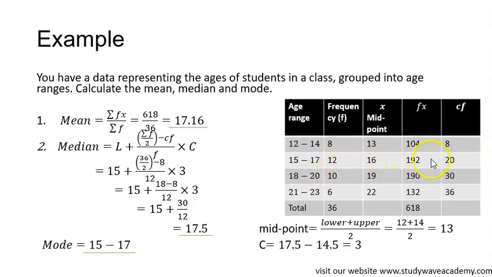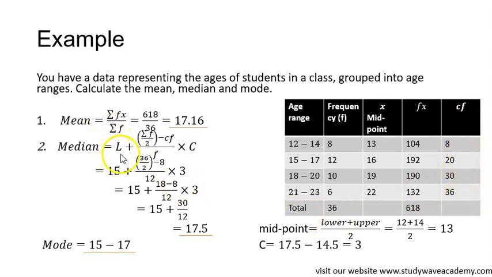When you add 8 plus 12, you have 20. So you write out 20 in the next column. Then 20 plus 10, the next cumulative frequency is 30. You write down 30. And 30 plus 6, which is the next one, is 36. You write down 36. So you can see that the cumulative frequency lands at 36, the same as the total frequency, right? So I've gotten our cumulative frequency table.